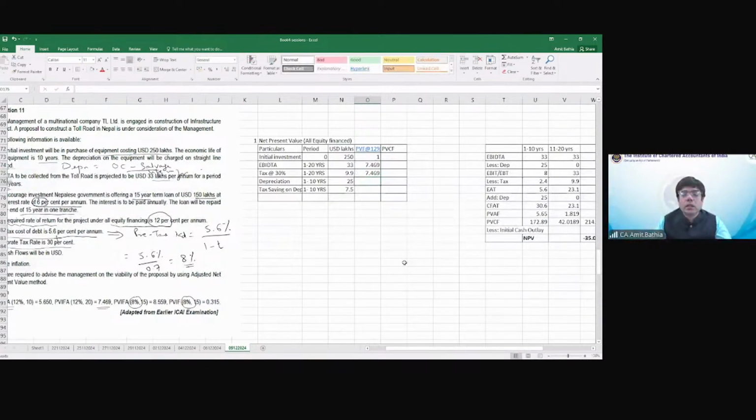7.469. Right? Depreciation is for 10 years. So what is it for that? 5.650. Now let's do the multiplication of USD into the PV factor. One thing is missing here, and that is the sign, right? It is a cash outflow, so I'll put a negative sign over here, right? EBITDA is inflow, 9.9 is a tax, so that will again be outflow, right?